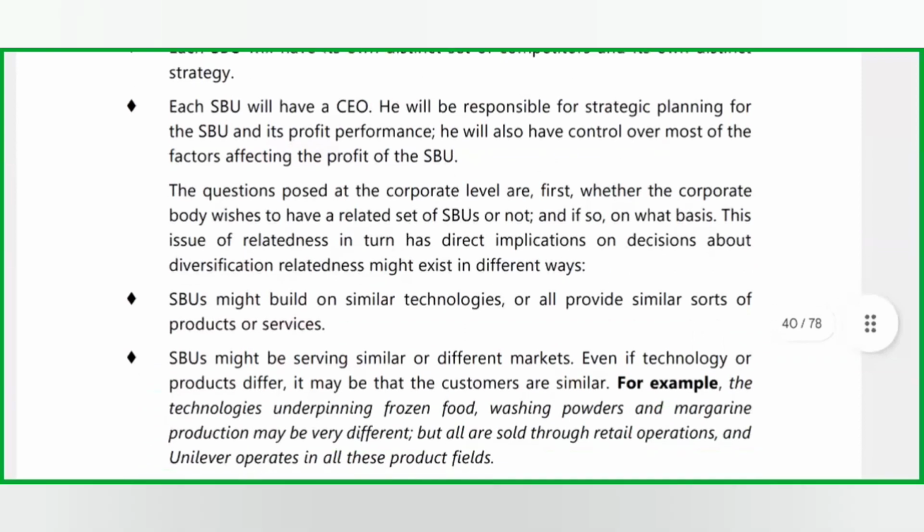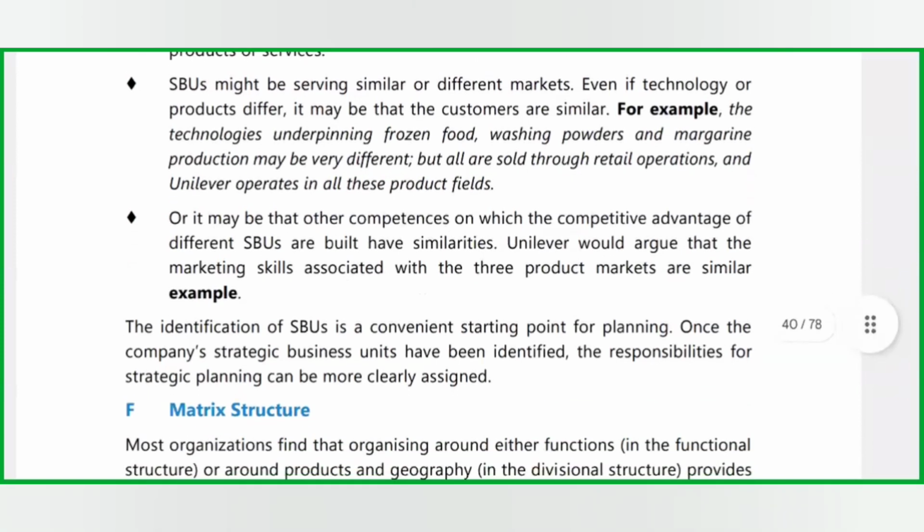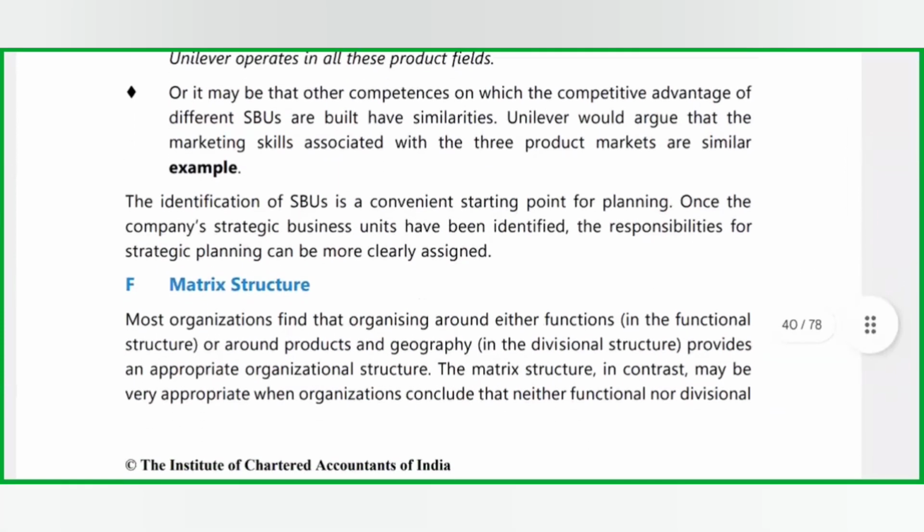Each SBU will have a CEO. SBUs build on similar technology. They provide similar sorts of products and services. SBUs might be serving similar or different markets. Example, technologies underpinning frozen food, washing powders, margarine production, etc. And the last point here is other competencies on which the competitive advantage of different SBUs is built, they have similarities. Example, Unilever. So Unilever would argue that the marketing skills associated with the three product markets are similar.